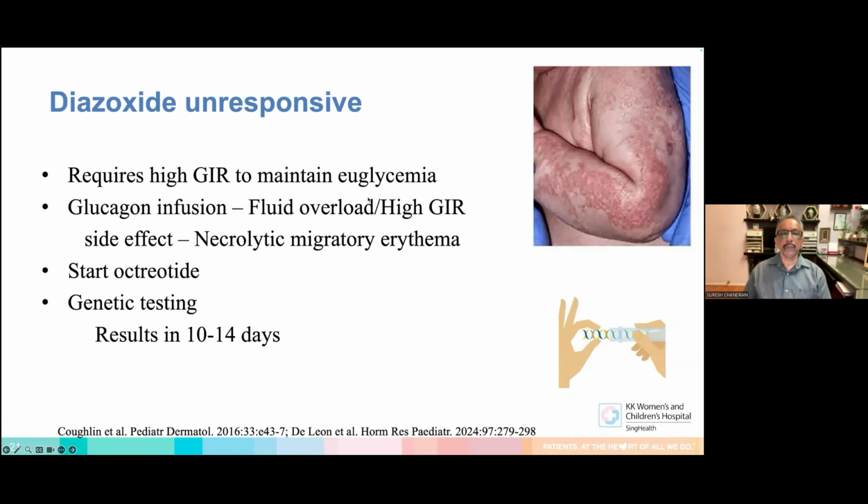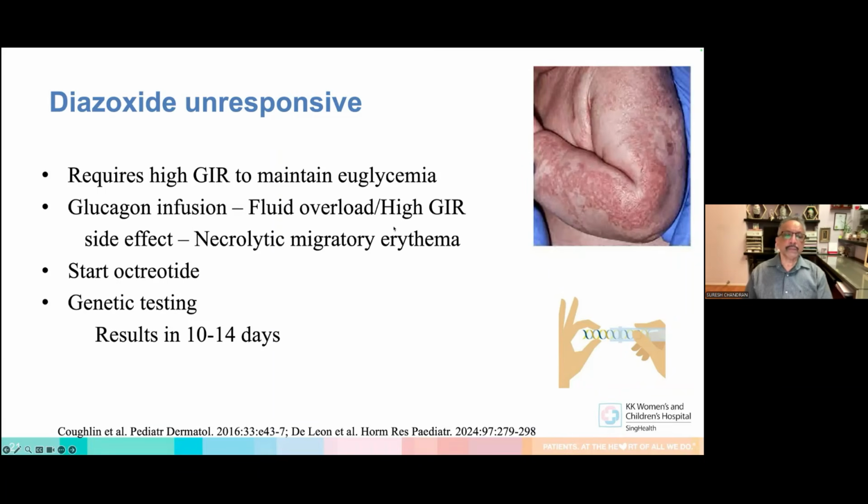We can start with the glucagon infusion temporarily to tide over the situation while we send a sample for genetic testing to the concerned lab. The results will be available within 7 to 10 days, and some labs may take 10 to 14 days. The glucagon infusion, we can start and gradually increase it to maintain glucose levels, but it can produce serious side effects like necrolytic migratory erythema, as shown in this picture, which could be worrisome, but we can stop glucagon and move to the second drug, that is octreotide.